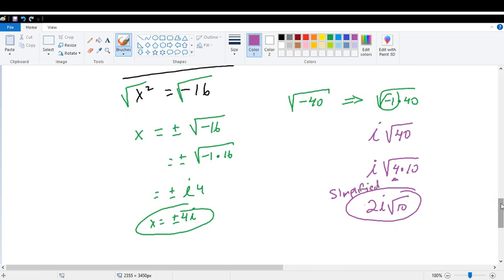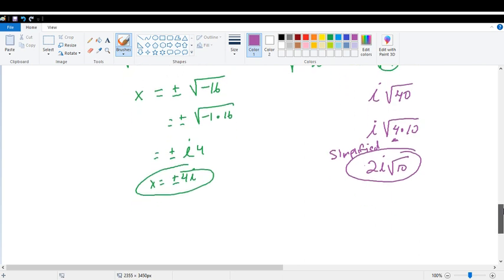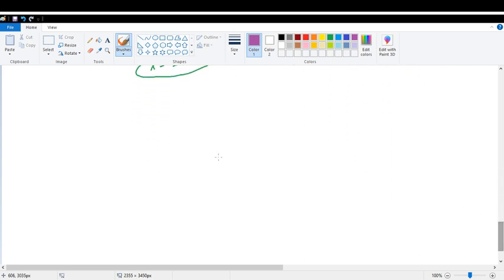Simplified. All right, so keep that in mind. What if I have another example? What if I have x squared plus 9 equals 0? Solve for x.